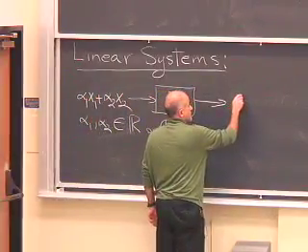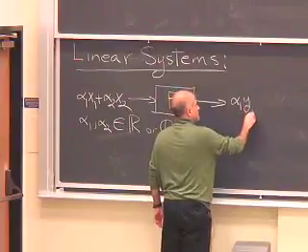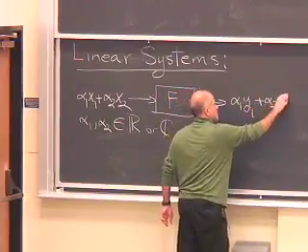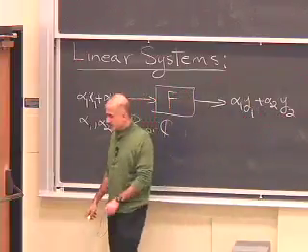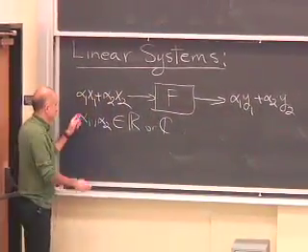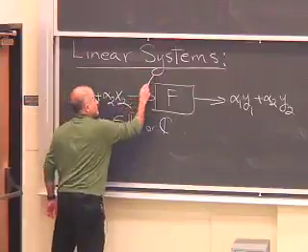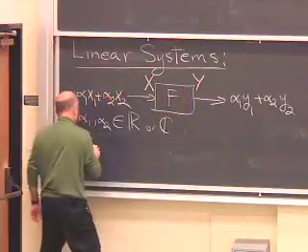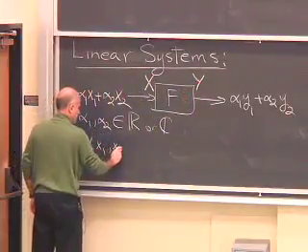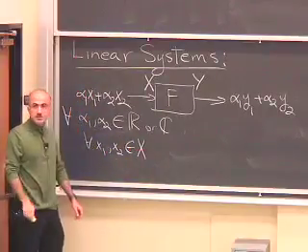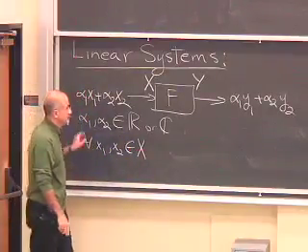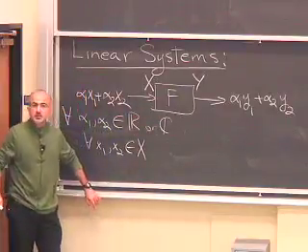So on the other side, we get the same linear combination of the corresponding outputs. If this is true for all input signals, and all scalars that you pick, then the system is called linear.